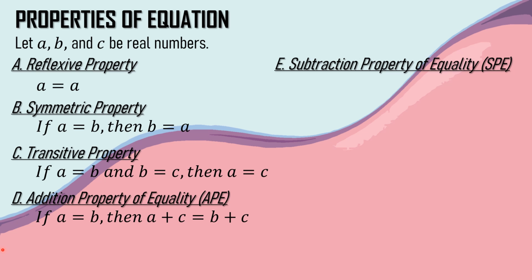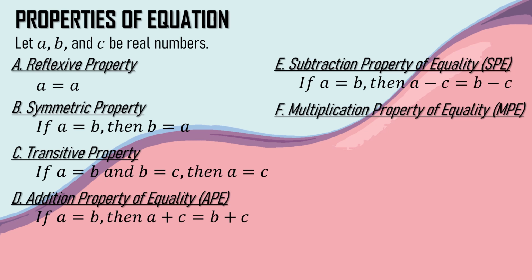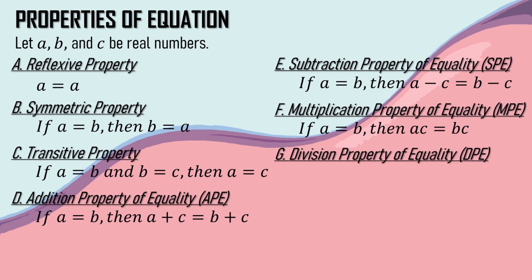Next is the subtraction property of equality. Kung dito sa addition property of equality, in-add natin ang value sa left side at sa right side, kapag naman sinabing subtraction property, if A equals B, then A minus C equals B minus C. Next is the multiplication property of equality. From the word itself, multiply: if A is equal to B, then A times C equals B times C. Next is the division property of equality. If A is equal to B, then A divided by C equals B divided by C, or A over C equals B over C.